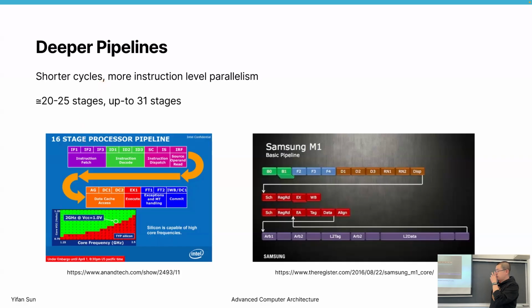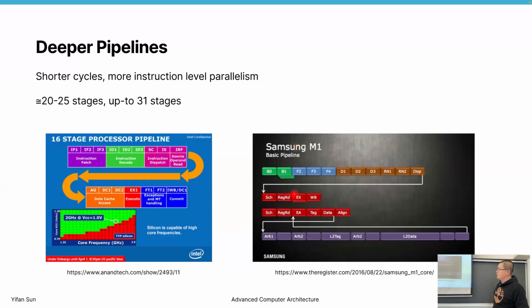There are different ways that we can find different trade-offs to achieve the best performance. So you can see this is an example of an Intel architecture that takes a 16-stage processor design. And Samsung M1, I actually don't really know what Samsung M1 is, or where it is used. Is it used in a laptop or is it used in a phone?